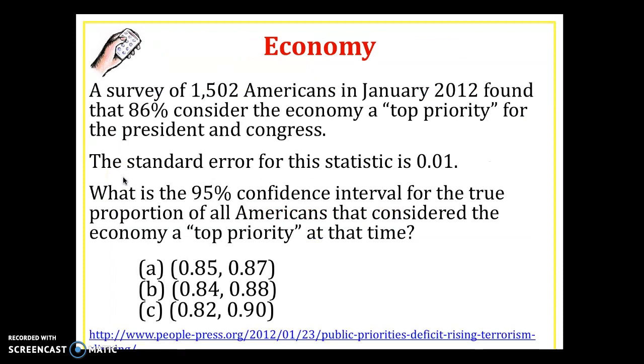A survey of 1,502 Americans in January 2012 said that 86% consider the economy to be a top priority for the President and Congress. And the standard error for the statistic is 0.01. With this information, what is the 95% confidence interval for the true proportion of all Americans that consider the economy a top priority at the time?